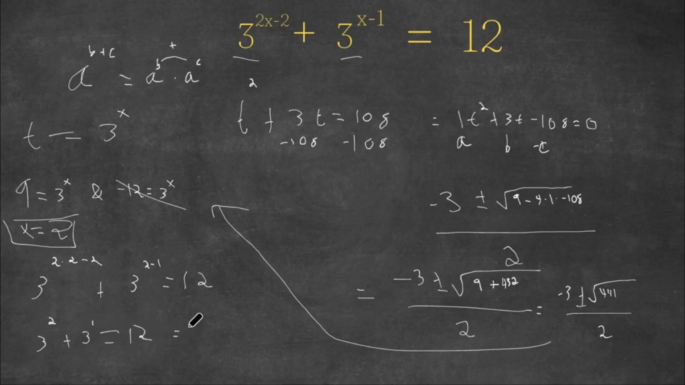And this would equal 3 squared is 9 plus 3 to the power of 1 is 3. So we have 9 plus 3 equals 12. And 9 plus 3 is 12. So 12 does in fact equal 12. So because this is right, our solution of x equals 2 is right as well.